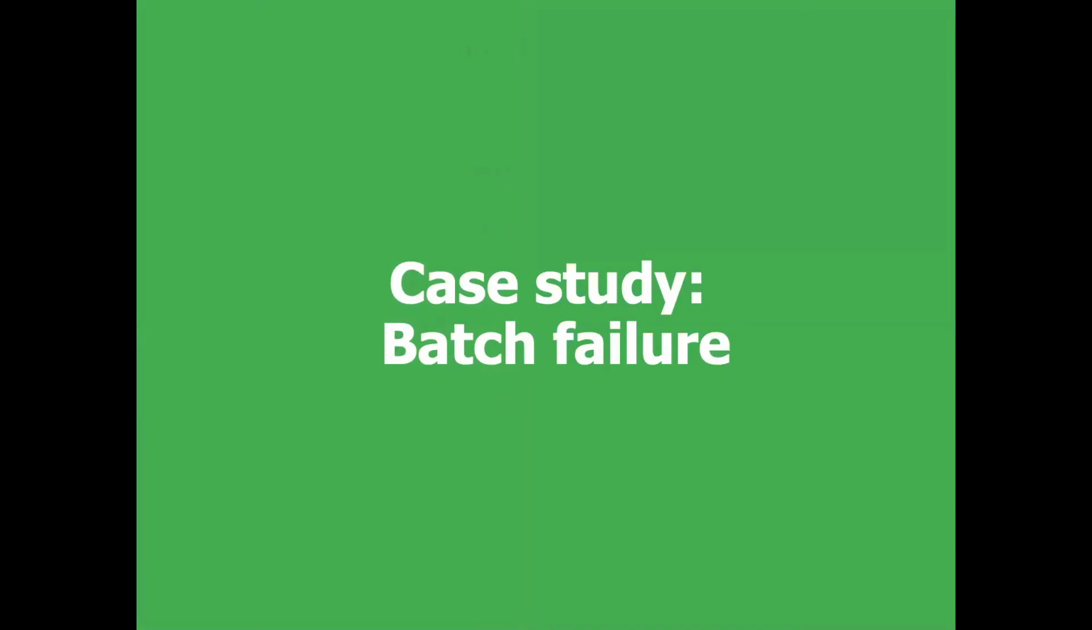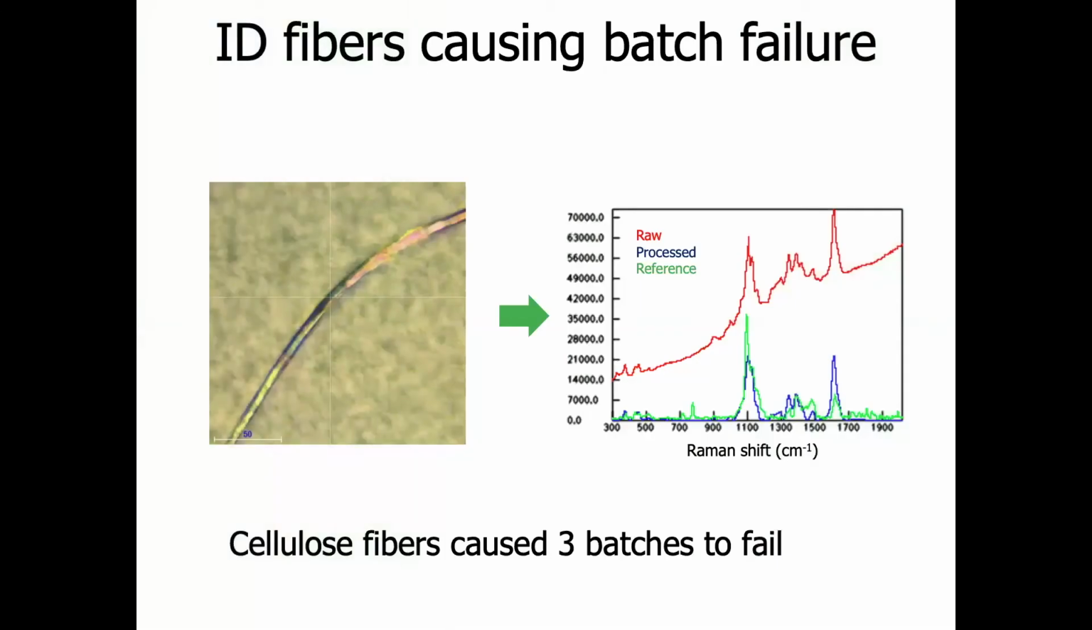Now let's have a look at two examples of how Hound was used for specific applications. The first example is one our contract testing team worked on. A customer found fibers in a product and it caused several batch failures at filling. So they needed to find out where those fibers come from and eliminate the source of the particles.